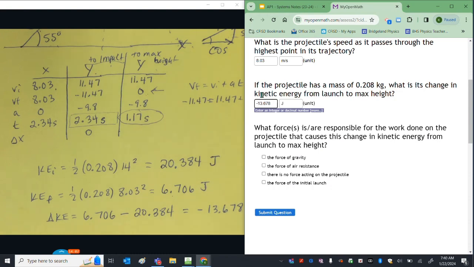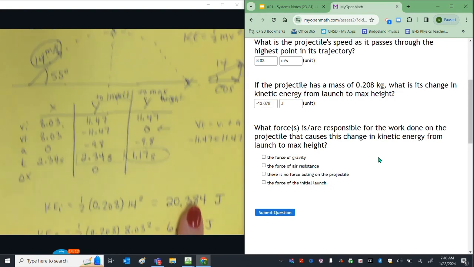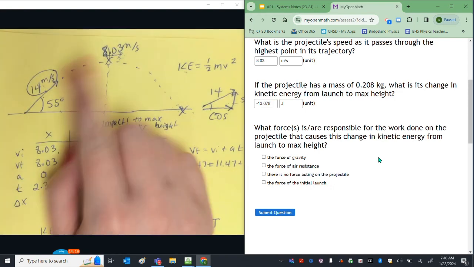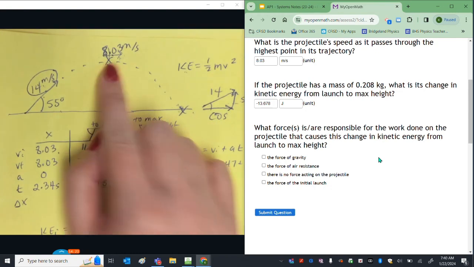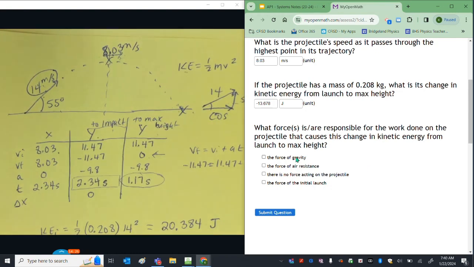Okay. All right, the last question says, what force or forces is or are responsible for the work done on the projectile that causes this change in kinetic energy? So in other words, what force makes my kinetic energy change? Why does this slow down? And the answer to that is, of course, going to be the force of gravity, because that should be the only force acting on a projectile.